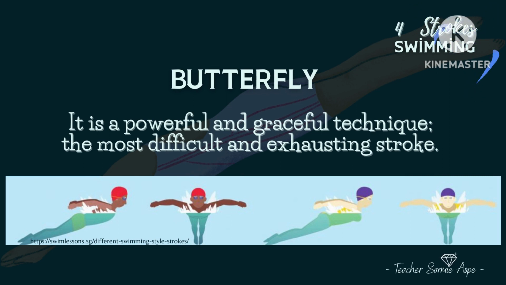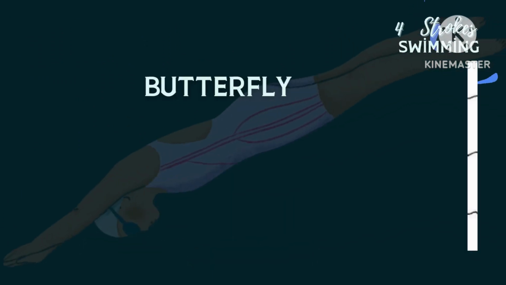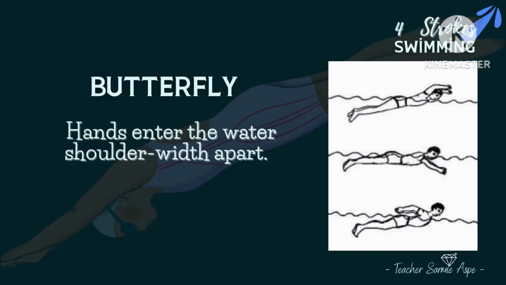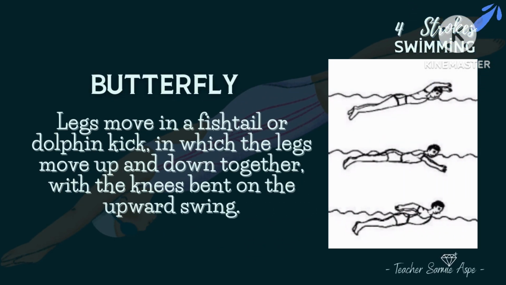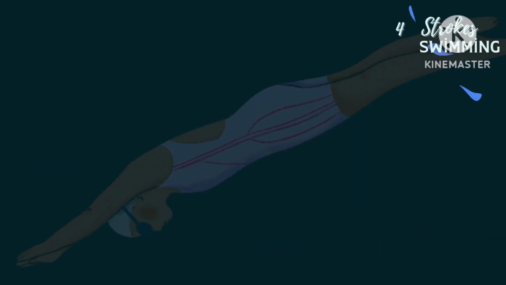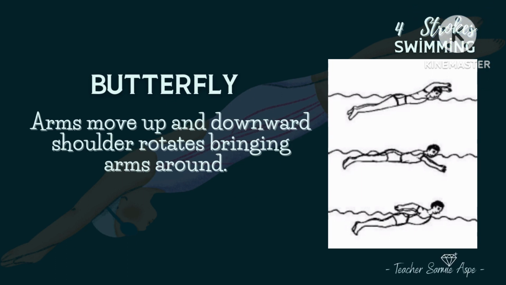Butterfly. It is a powerful and graceful technique, the most difficult and exhausting stroke. Hands enter the water shoulder width apart. Legs move in a fishtail or dolphin kick in which the legs move up and down together, with the knees bent on the upward swing. Arms move up and downward as the shoulder rotates, bringing the arms around.